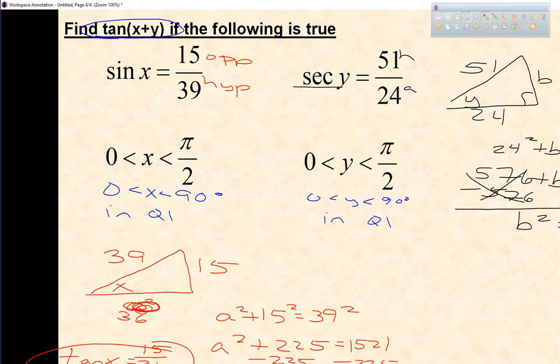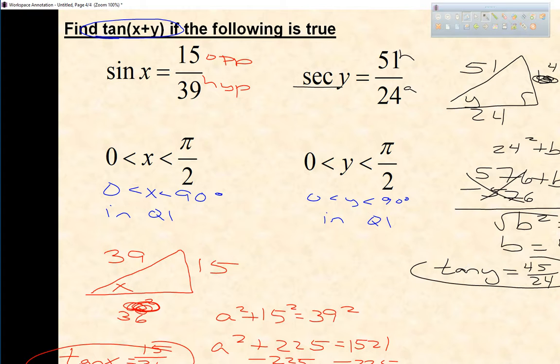2601 minus 576. That gives me 2025, and then take the square root of that, and so the square root of 2025 is exactly 45, so that means that this is 45, and then tangent of y, opposite over adjacent, would be 45 over 24. Now that's not my answer either, but I'm going to use that right now.